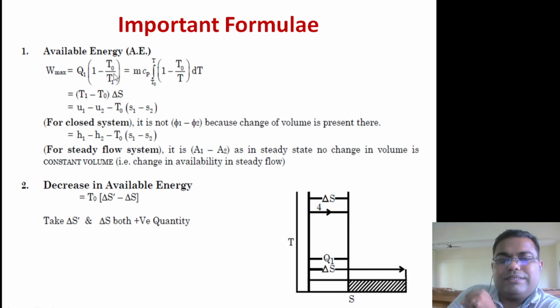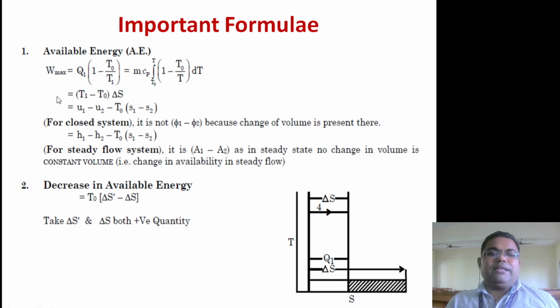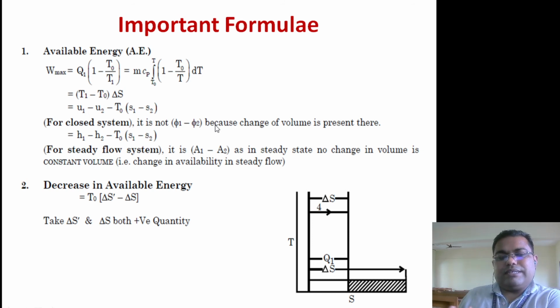If you expand this further, you can write dQ is equal to m Cp dT. So m Cp integration between T naught and T1 of one minus T naught by T into dT. If you integrate this, you can write only T1 minus T naught into delta S. So W max is nothing but T1 minus T naught into delta S. If you separate it, you can write T1 into delta S minus T naught into delta S. T naught into delta S is the heat rejected, and T1 into delta S is basically the heat supplied. The difference of these two gives the maximum possible available energy.